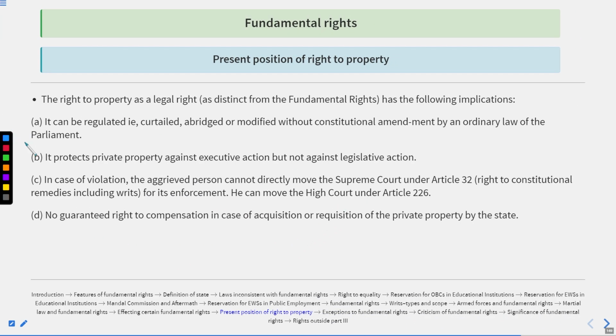Now, if we talk about the right to property as a legal right, as distinct from the fundamental right, it has the following implications. And what are these implications? Let's see. First, it can be regulated, therefore it could be curtailed, abridged, or modified.